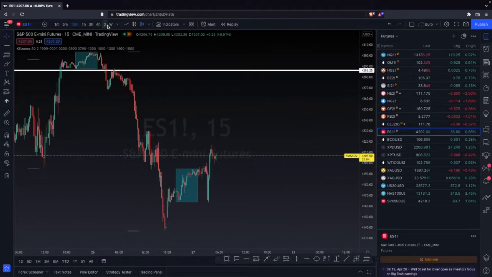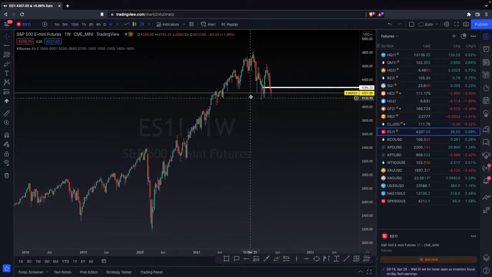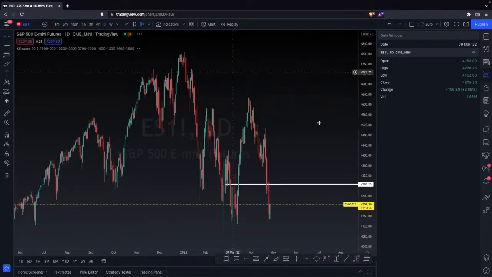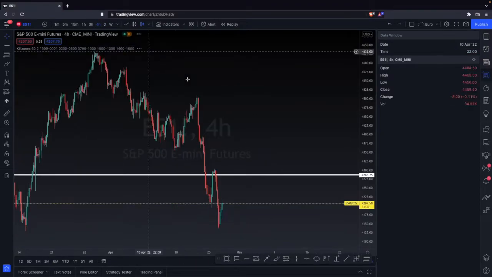Now, S&P. Again, we've just broken these lows, or have we? Let's check. Low 29.50, low 37.75. So we actually haven't broken these lows. So there's a bit of divergence between the Nasdaq and S&P. Okay, that makes sense as well.